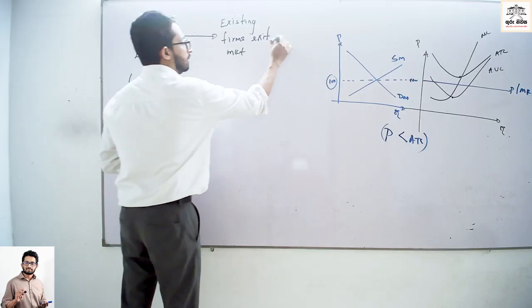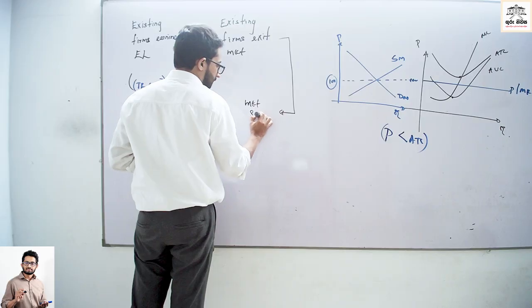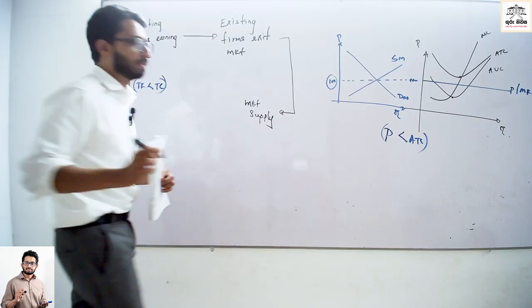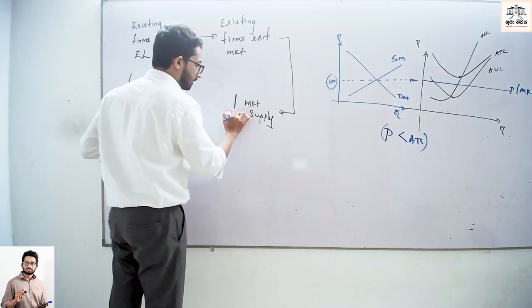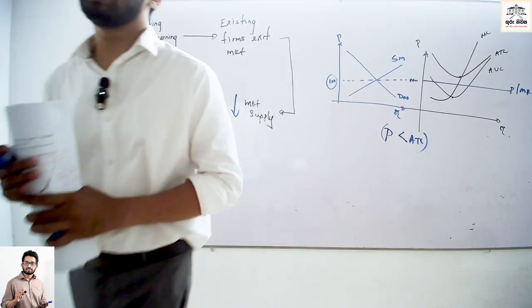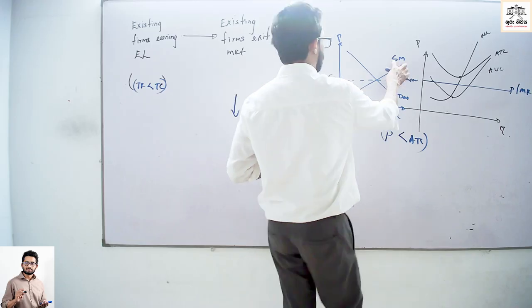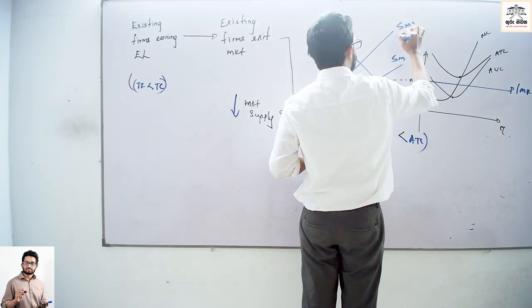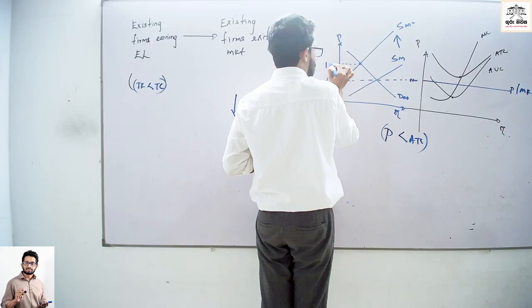Then tell me, when many firms leave the market, what happens to market supply? Decrease. Then market supply gets decreased. When market supply decreases, what happens to the market supply curve? Shifts to the left. Yes, the market supply curve shifts to the left side. Then tell me, what happens to the equilibrium price now? Market equilibrium price.